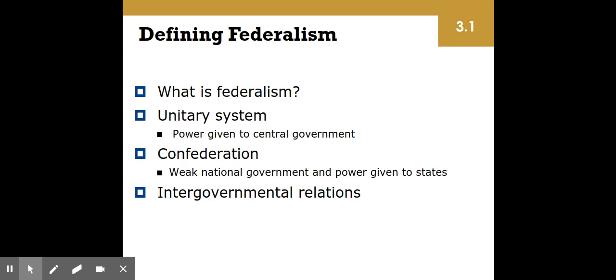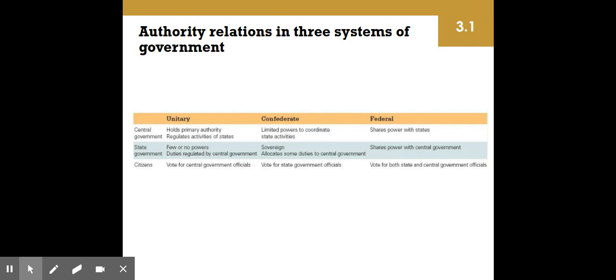But this is all about intergovernmental relations. How do the different levels get together? How do they share power? How do they decide who gets to do what? And looking at this, of course, in the central government, you can see the unitary government holds primary authority, regulates activities of the states. In the Confederate government, limited powers exist within the central government, but in the federal government, the power is shared with states.